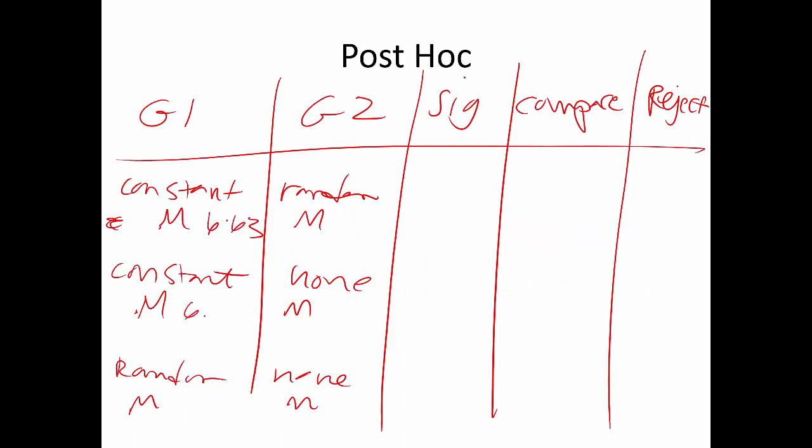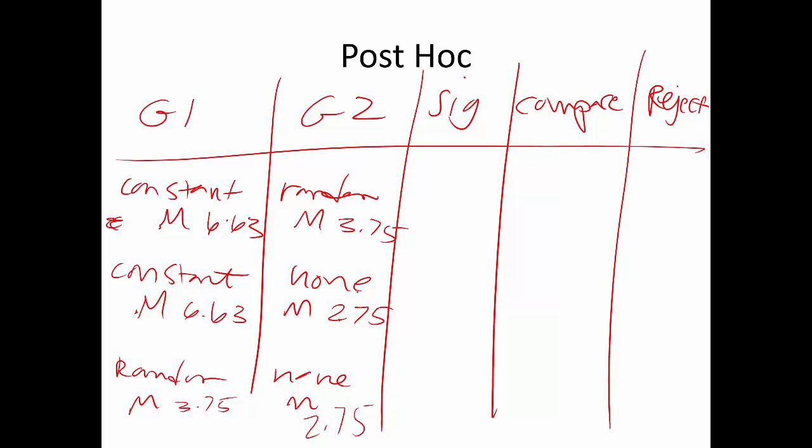6.63, 6.63, 3.75, 2.75, 3.75, 2.75. Okay, that's going to help me in a minute to determine what happened in the study. Okay. Now I'm going to use sig.